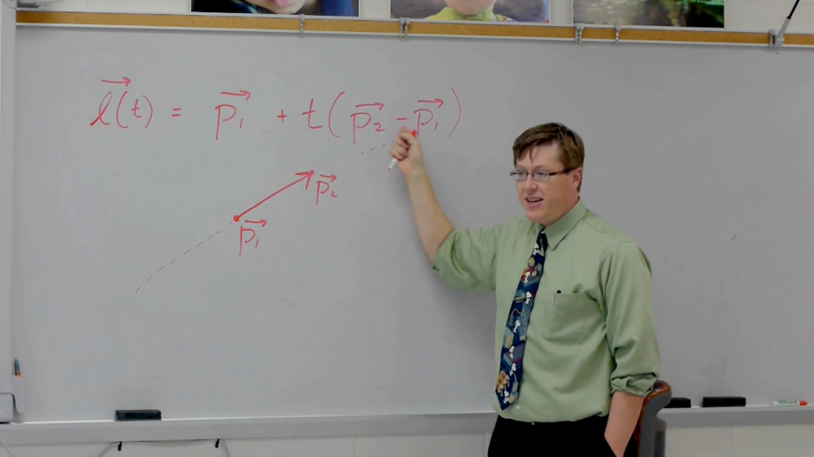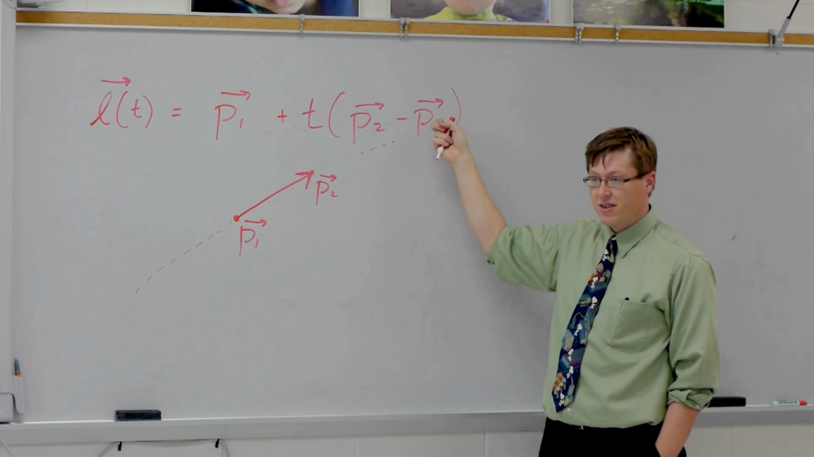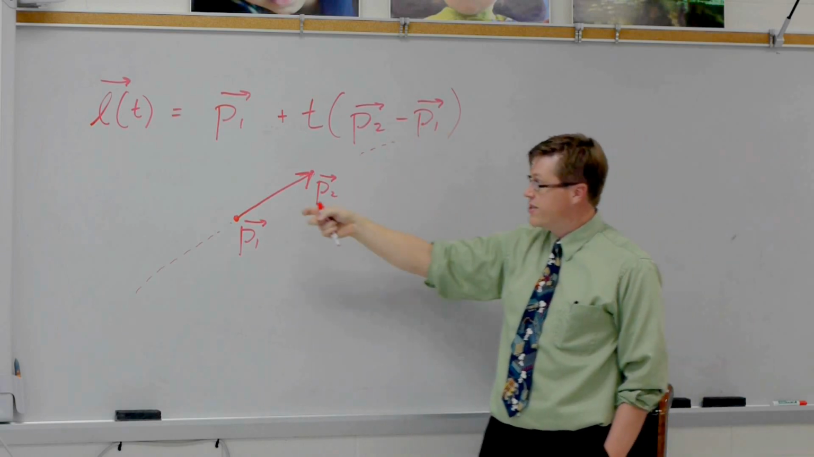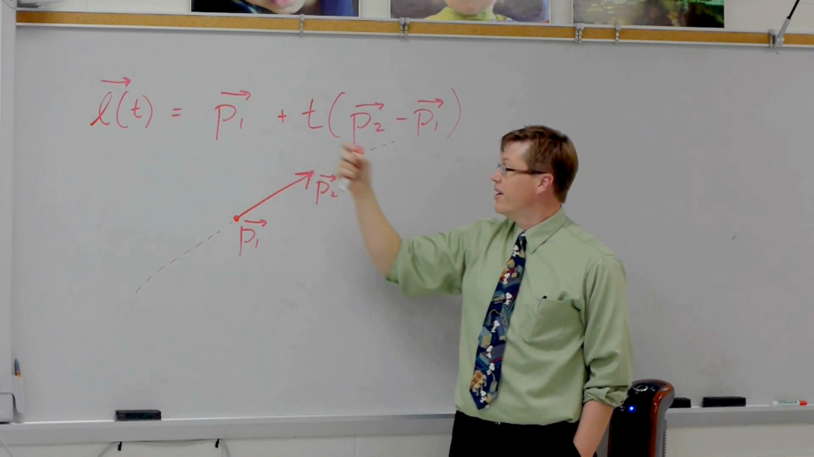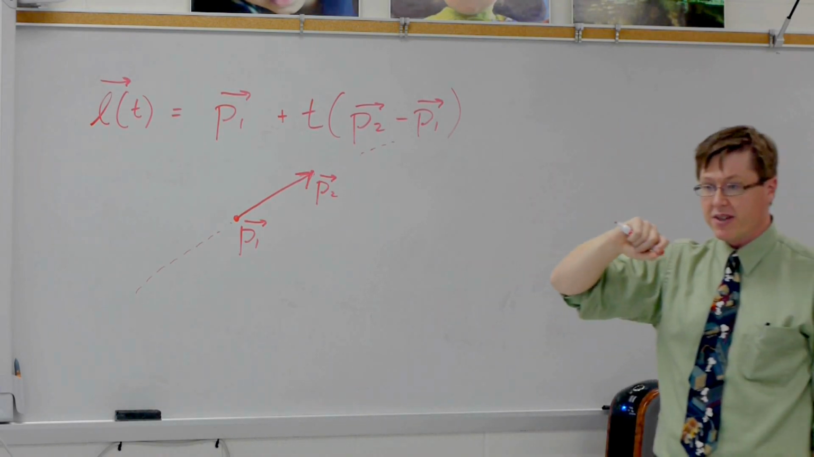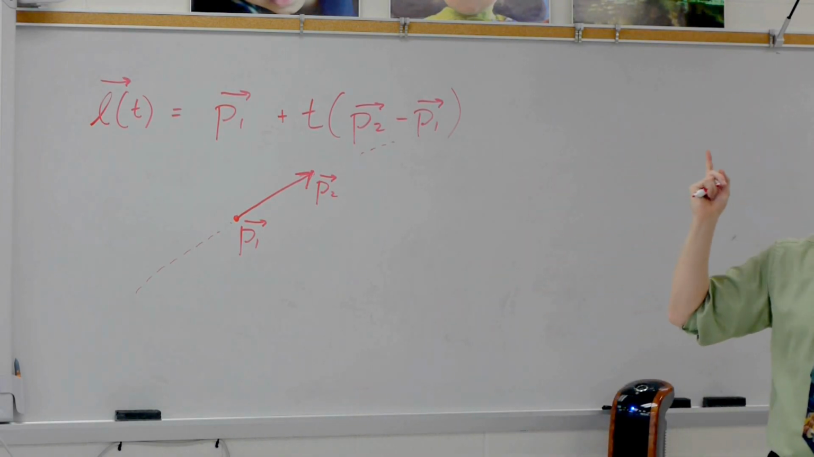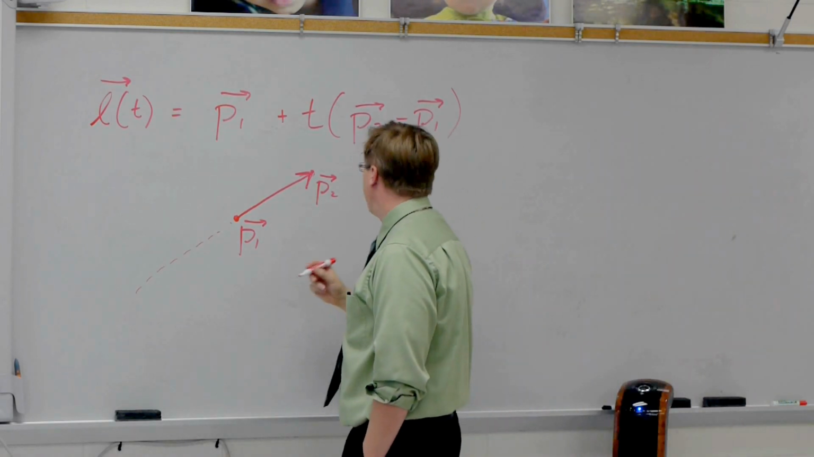Now, is there anything in this equation that restricts us to 2 dimensions? No. This point could have 15 coordinates. And as long as I had 2 points in the same dimensional space, I could write an equation for the line. So that's pretty cool.